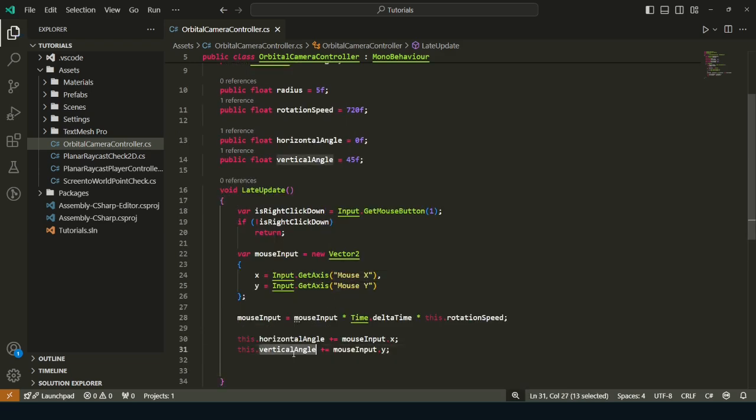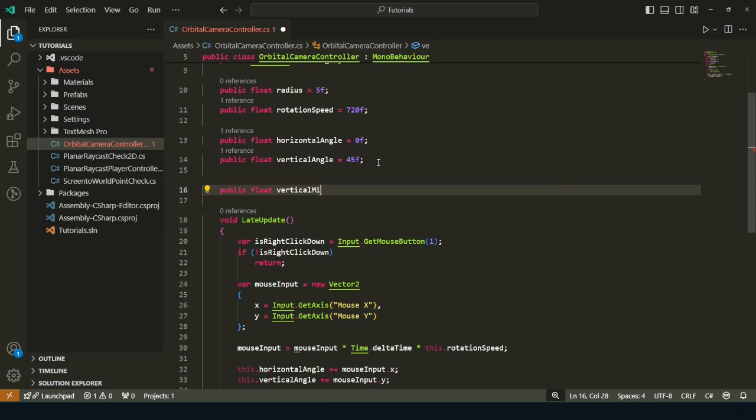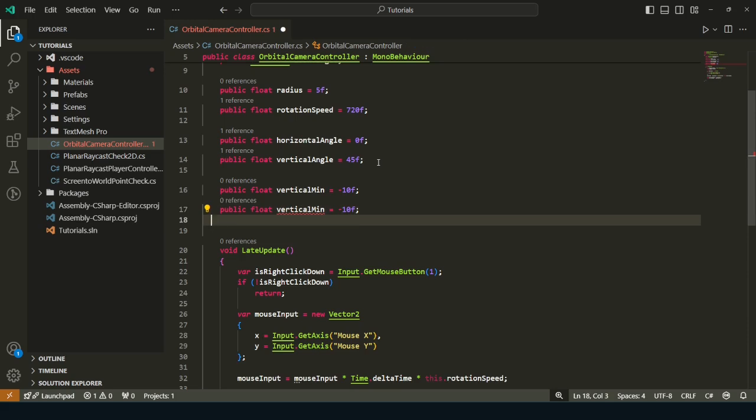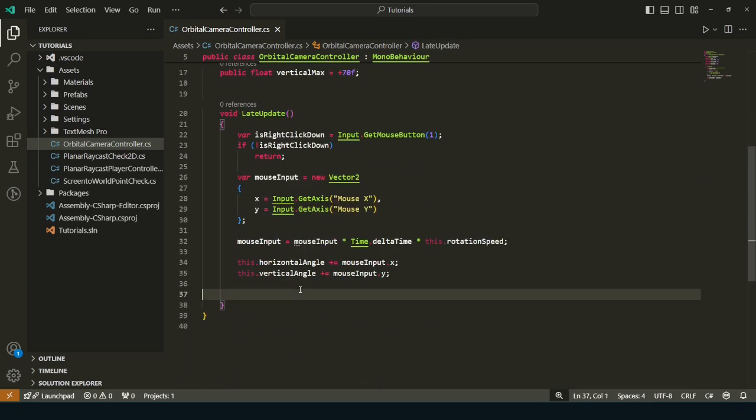Note that when we do this for the vertical angle, there might be a situation where it goes too high and you get this awful looking asymptotic behavior over the characters. So let's go ahead and nip that right now. So public float vertical min, and we'll say this is -10 degrees, and then we'll do another one. We'll say that positive 70 is as high as we want to go. You don't have to do the plus sign here. Usually for me, if there's a pair of bounds like this and one's negative, I like to put a positive just so that my brain kind of clicks, but this is obviously optional.